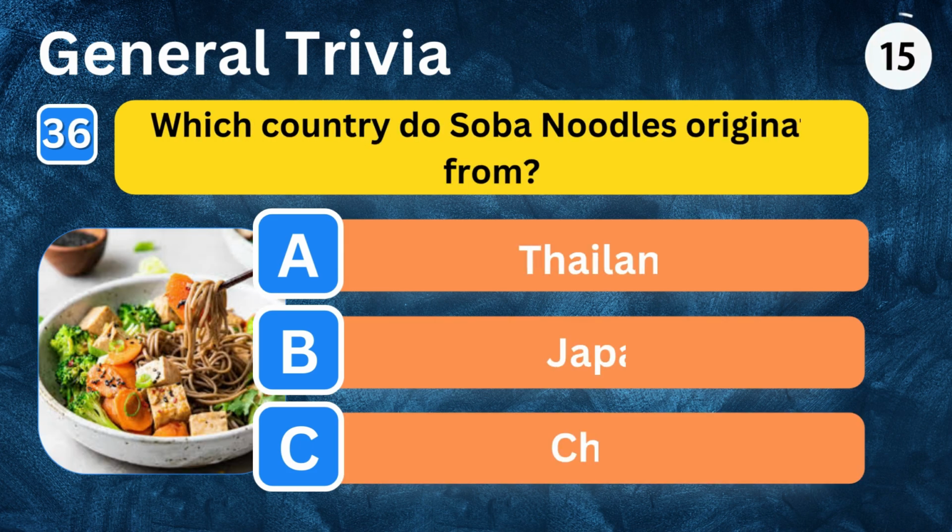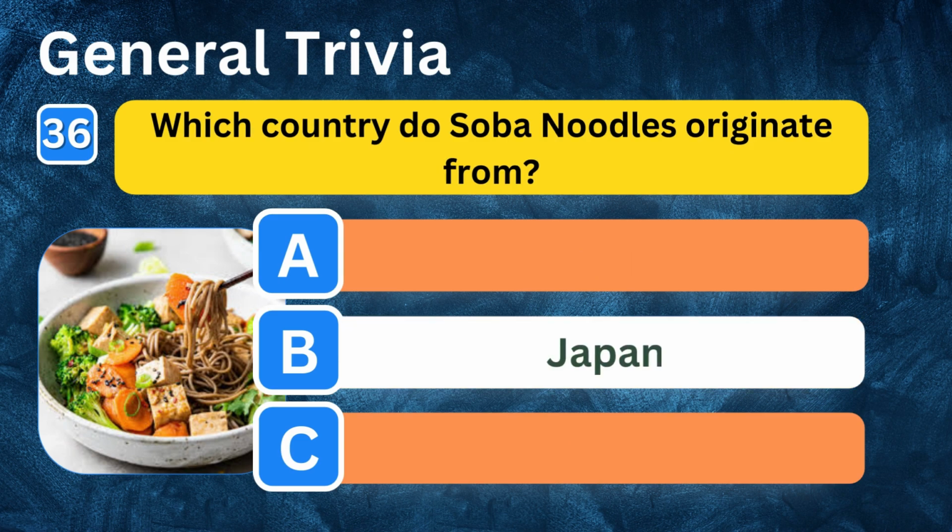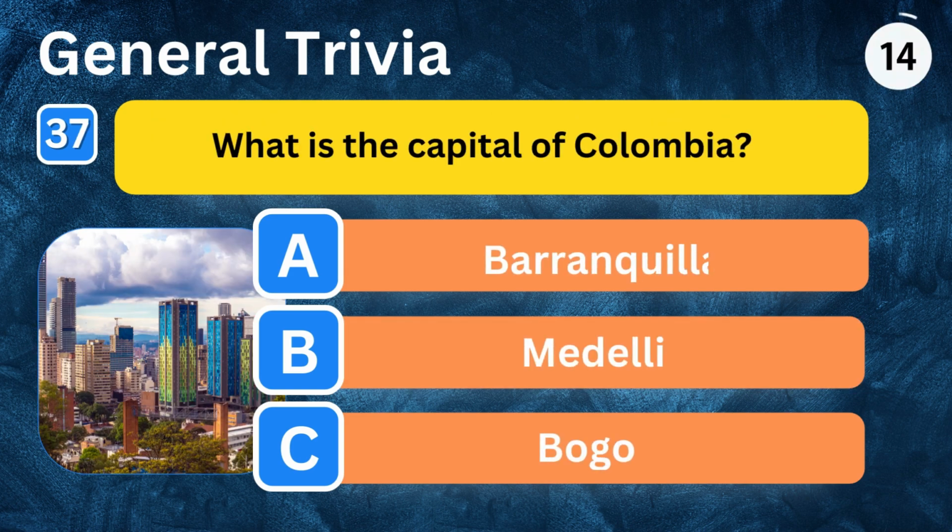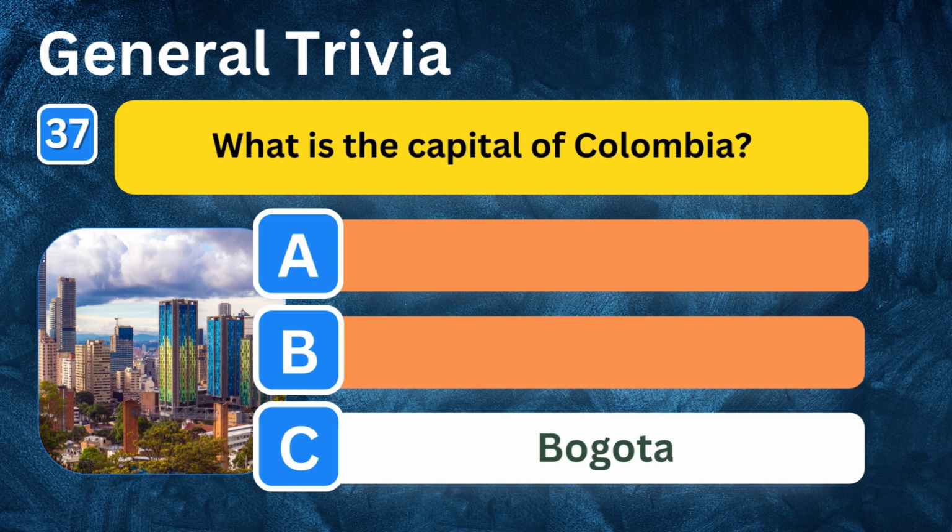Let's move on to question 36. In which country do soba noodles originate? Do they come from Thailand, Japan, or China? And they come from Japan. Question number 37. What is the capital of Colombia? Is it Barranquilla, Medellin, or Bogota? And the answer is Bogota.